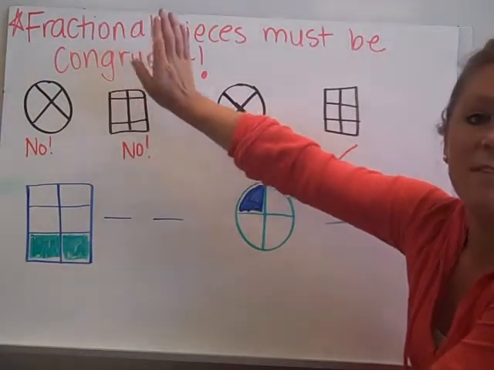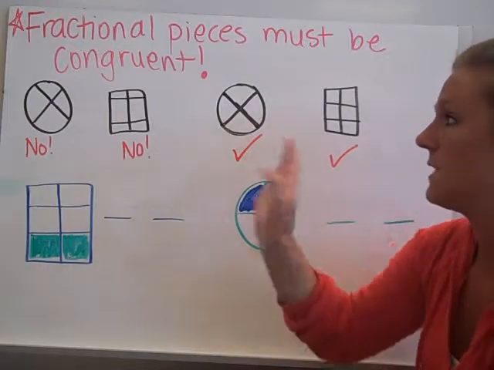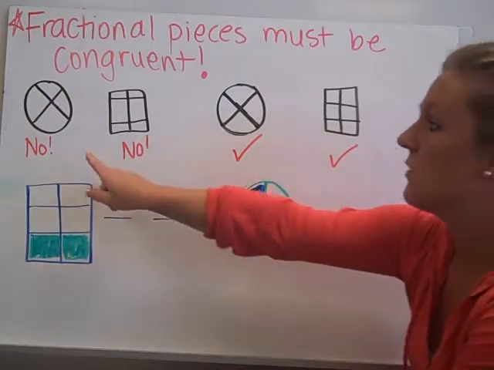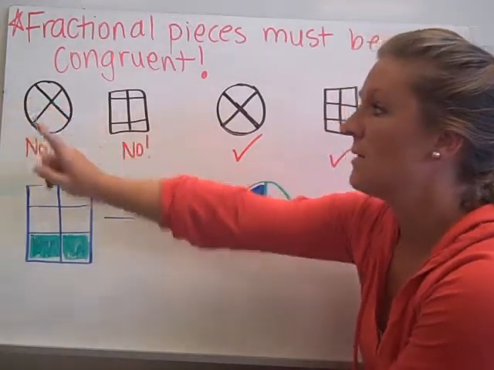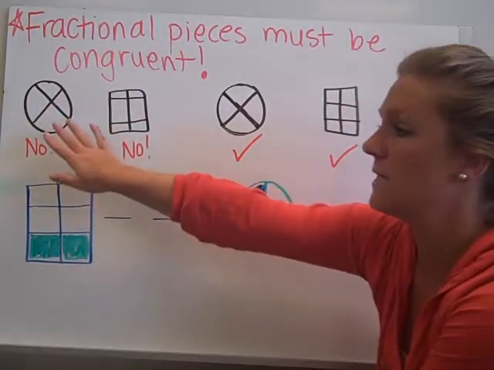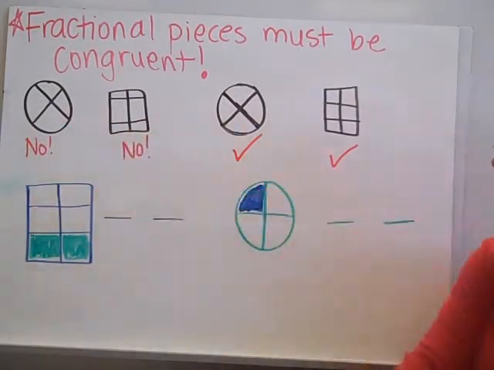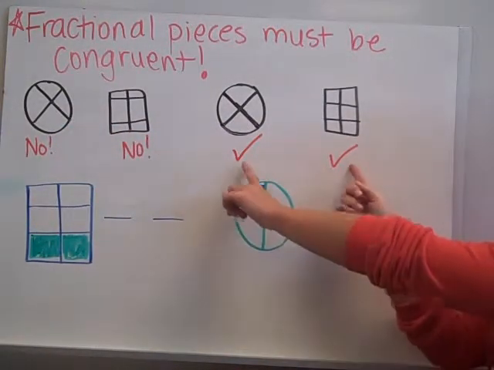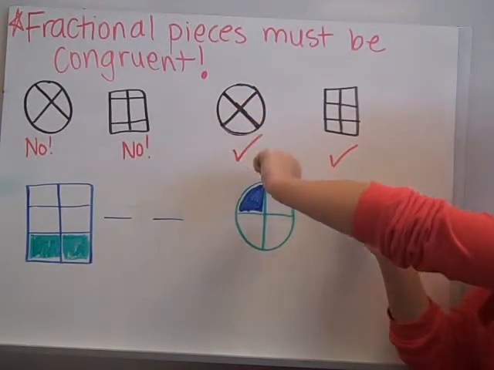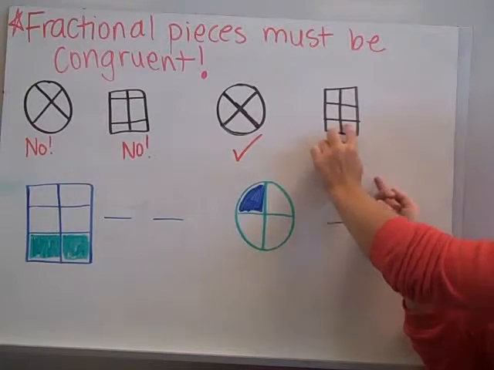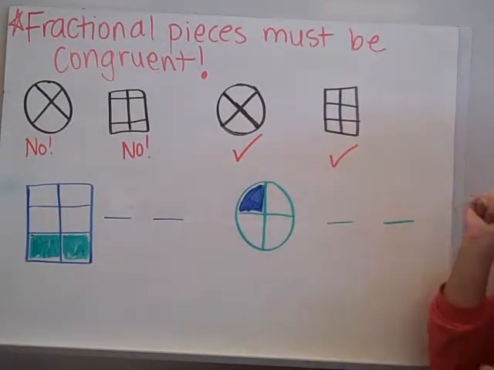Keep in mind that fractional pieces have to be congruent. They have to be the same size and same shape. If you look at these 2 examples, are these congruent? No. So these would not be considered fractional pieces. They have to be equal. Same thing in this example. And here you notice that this was broken into 4 pieces, or fourths, and this was broken into 6 equal pieces, or sixths.